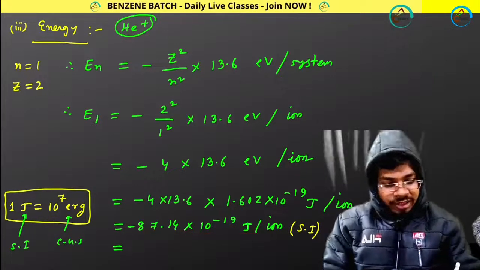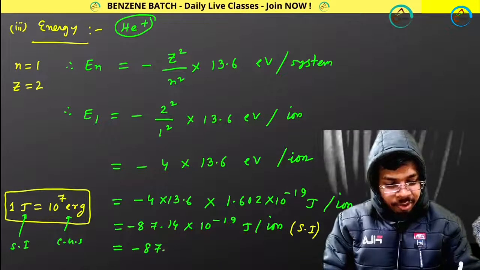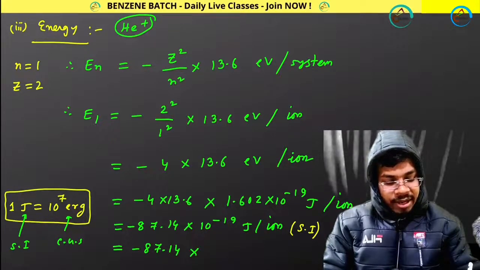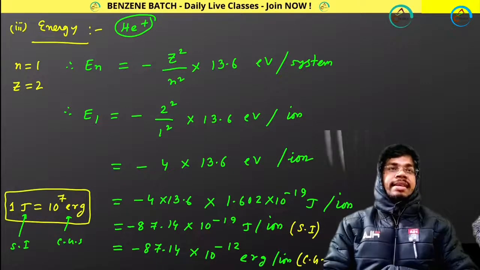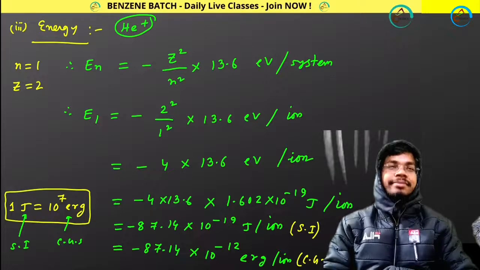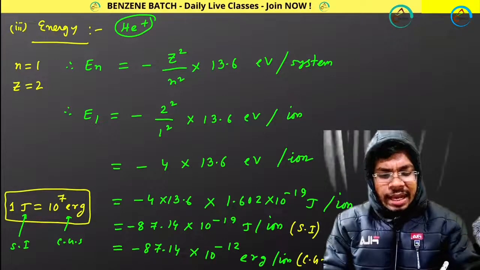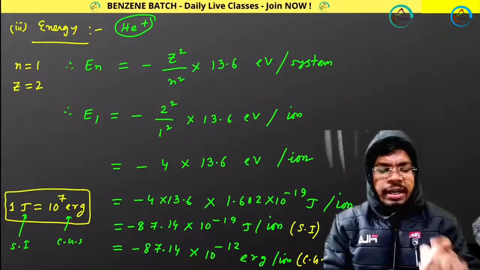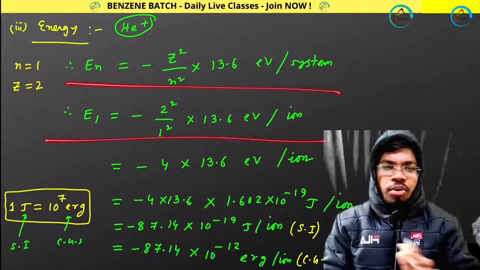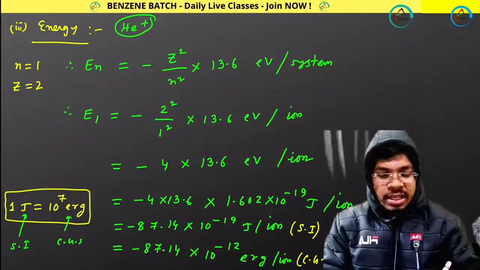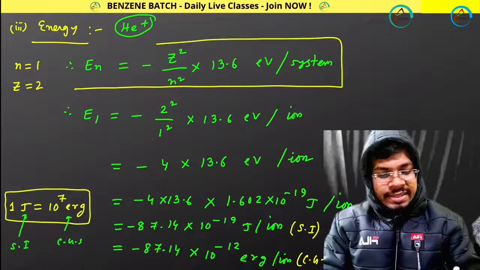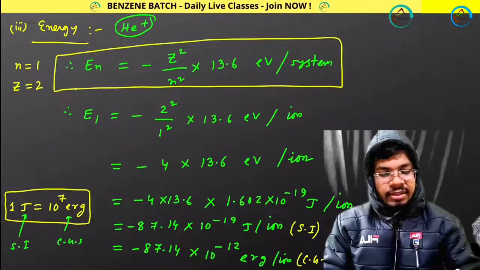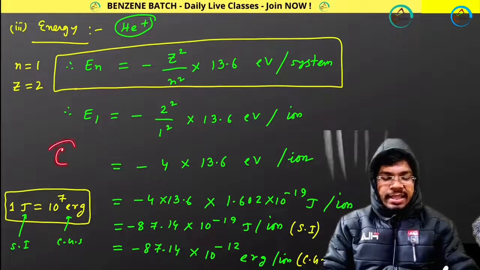If you convert this value, you will get minus 87.14 multiplied by 10 to the power minus 12 erg per ion in CGS unit. In this way, you can calculate your energy as well. You don't need to use the full expression; just use the smart expression that I have derived. Is that clear? If it is clear, write C in the comment box.